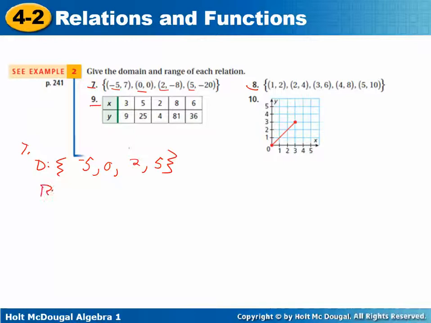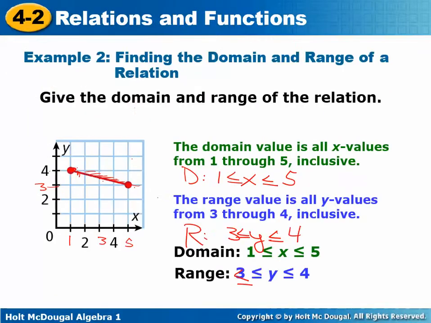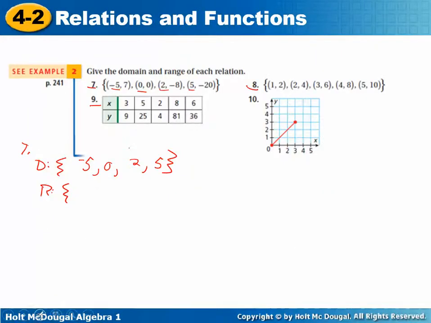The range is just the y values. So the range would be 7, 0, -8, and -20. And because these are just a list of coordinate points, it's a discrete function, and we would not need the less than signs. So that's it for number 7. And 8 and 9 are the same way. You list your x values with commas between them. You list your y values with commas between them. If there's any number that appears more than once, you only have to list it once.